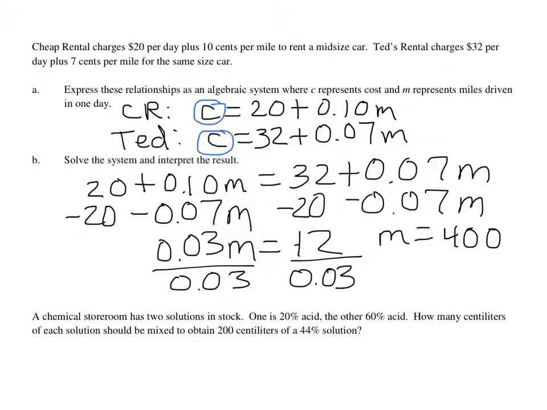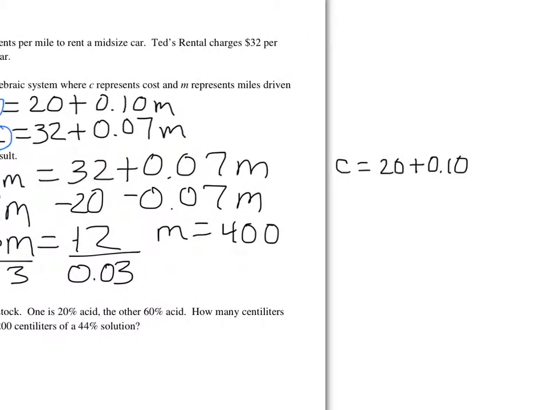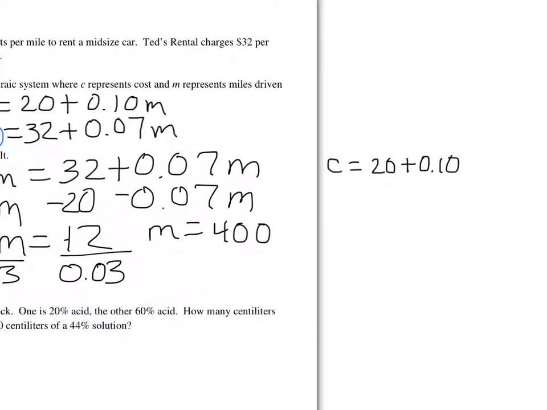M is 400. What is C? Well, you can use either one of the original two equations to find out what C is. C is 20 plus 0.10 times m, and m is 400. So C equals 20 plus 40. The cost is 60.